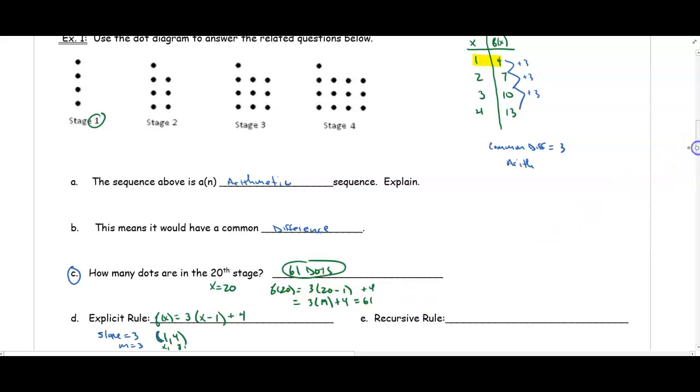Now the recursive rule, right away I know my common difference is 3, right? And I'm going to first start with my first term. So f of 1 is equal to 4. Then the second part of the recursive rule is f of x equals my previous term, f of x minus 1, and I'm adding 3 each time, so plus 3.